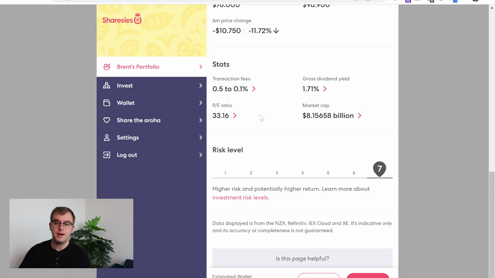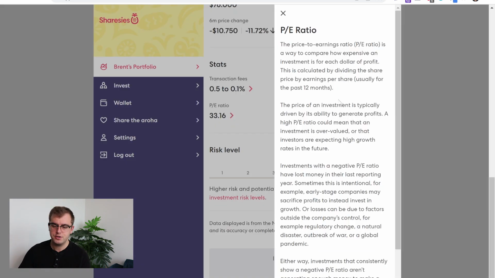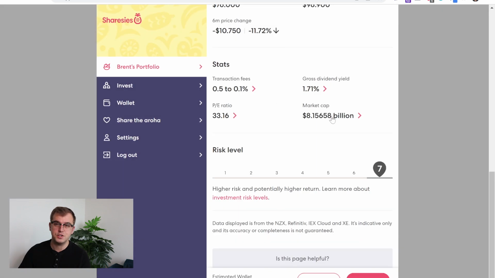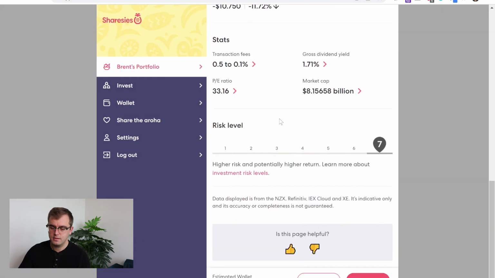Underneath that we have the PE ratio, and you can click here to see the definition of that, and also the market capitalization, or the valuation for the company. Down from there we can see the risk level. Now as we know, this is an individual company, the price can swing greatly in either direction, so this is a risk level 7. However, if we invest in shares, we generally know that we're investing in something that could go up or down. So for me this isn't much of a consideration.